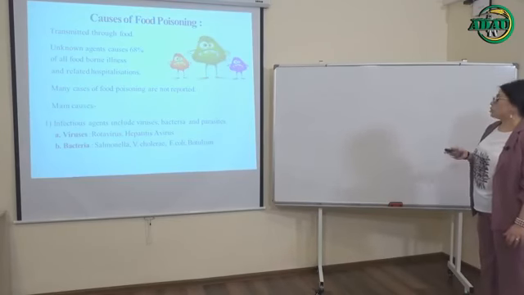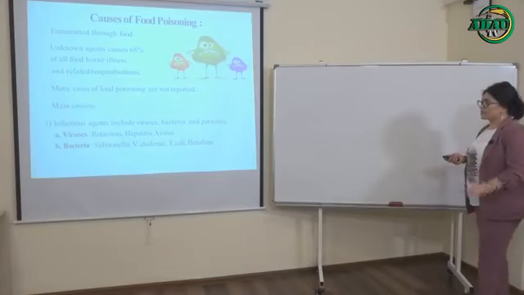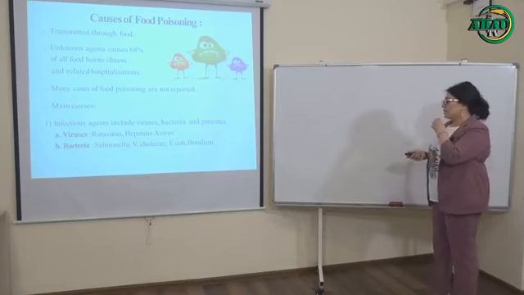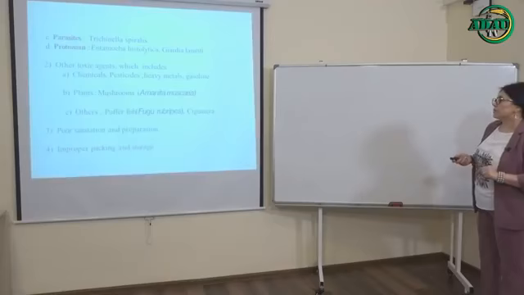Here are some causes of food poisoning transmitted through food. Unknown agents cause 68% of all foodborne illness and related hospitalizations. Infectious agents, I will talk about viruses, bacteria and parasites which can cause foodborne diseases, in the next slides. So let's skip it.